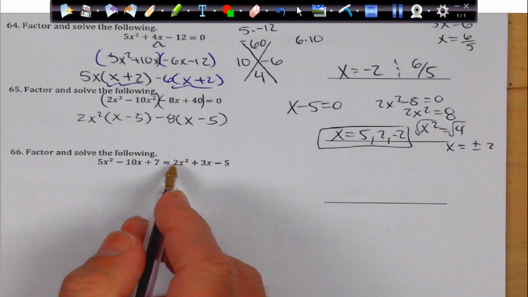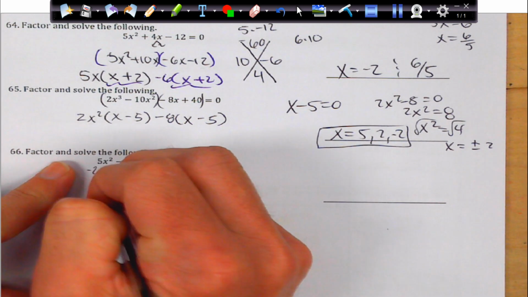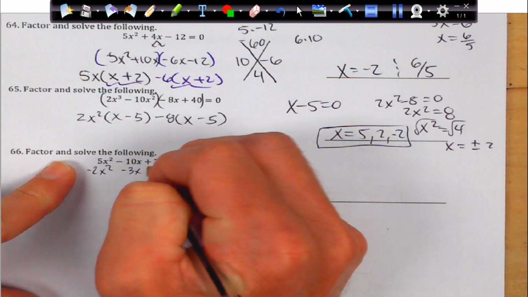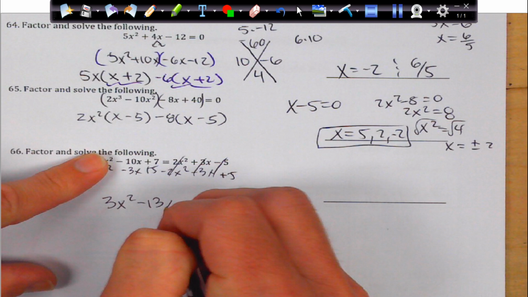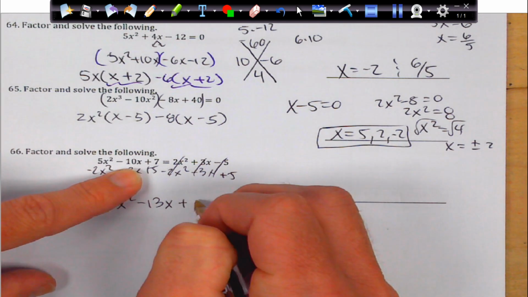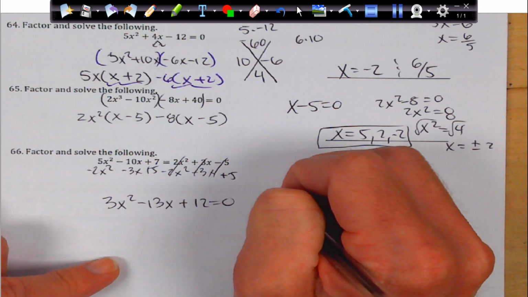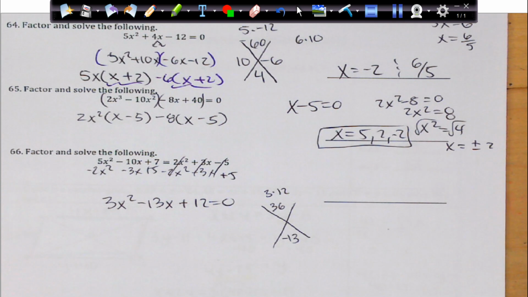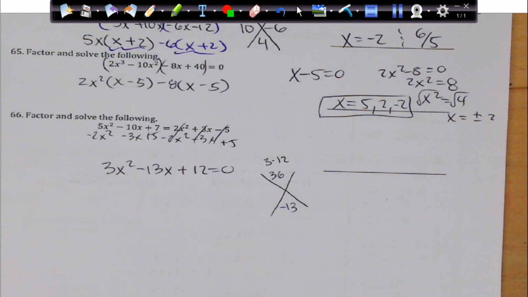All right, last but not least, we're going to move everything to one side. This is bigger, so I'm going to move these guys over. And move you over. And add you over. So those are all gone. So we're left with 3x squared minus 13x plus 12 equals 0. And we have to factor, so 3 times 12 is going to give me 36. And what multiplies to 36 and adds to -13, so we're going to have probably 2 negative numbers on this one.